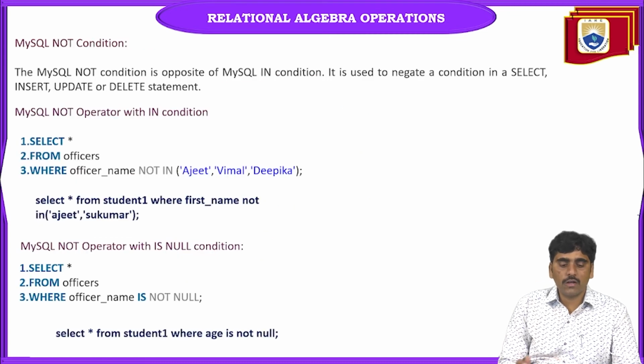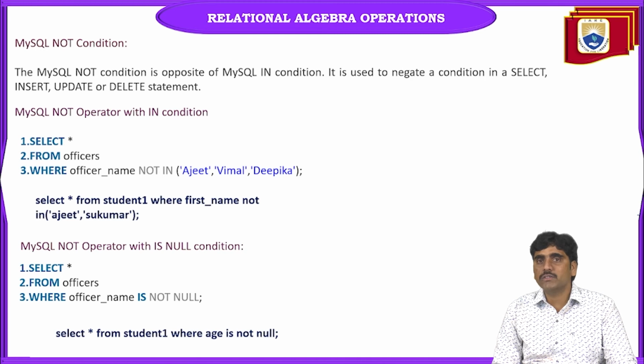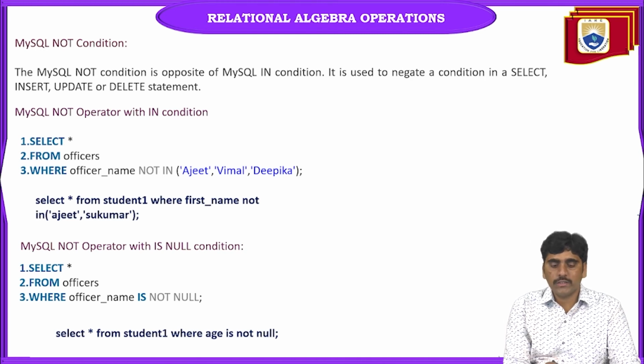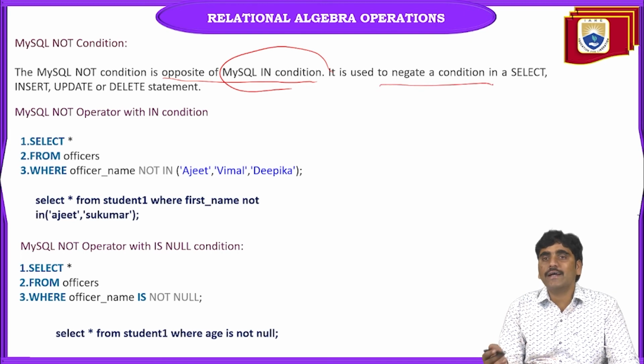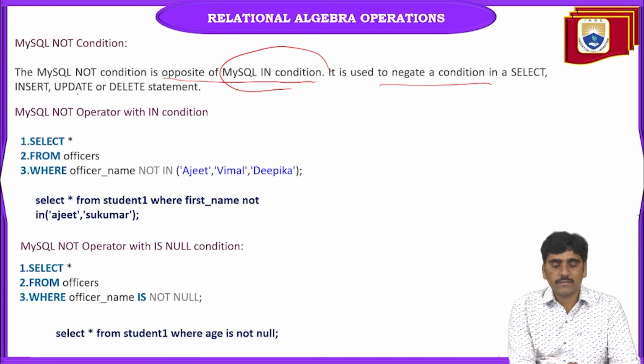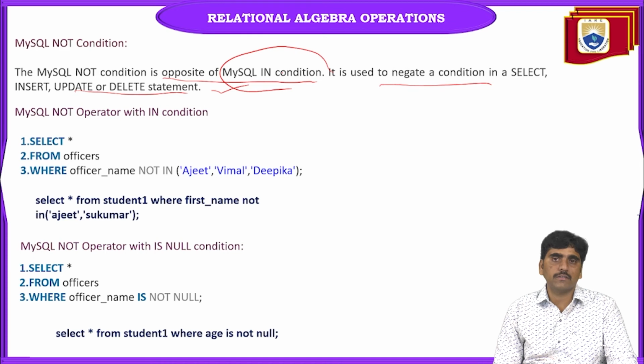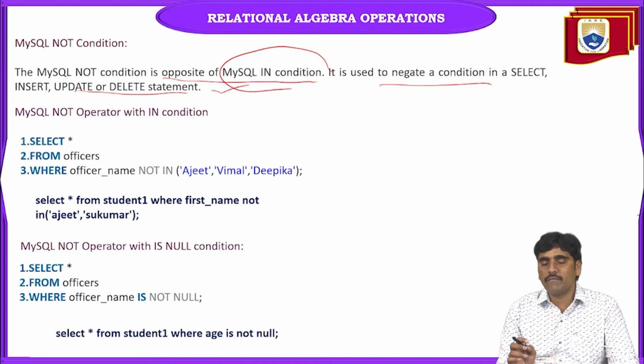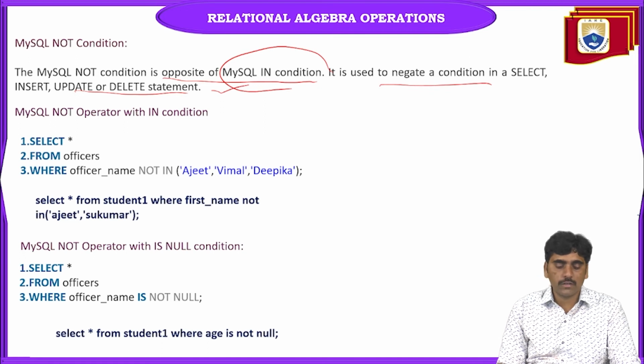And next one, MySQL NOT condition. It is the opposite of the MySQL IN condition. It is used to negate the condition in SELECT, INSERT, UPDATE and DELETE statements. Wherever you have an IN condition, the NOT condition is the opposite of it. So the MySQL NOT operator within the IN condition.